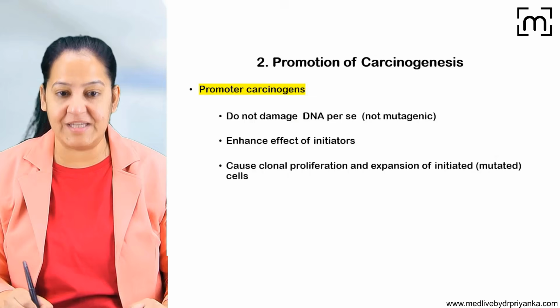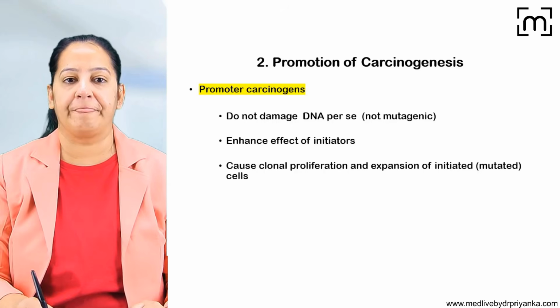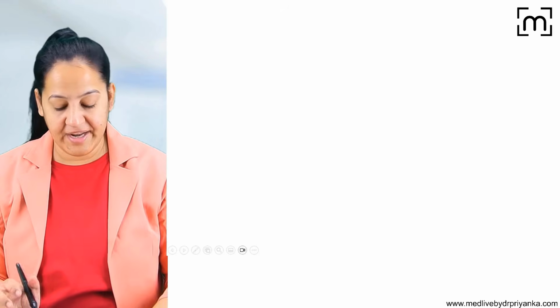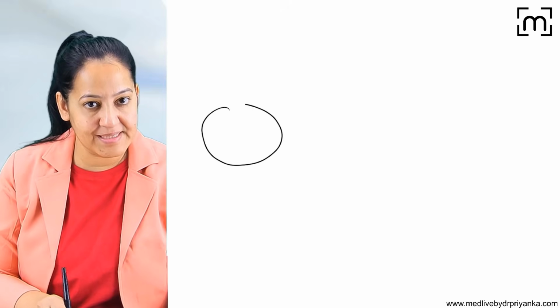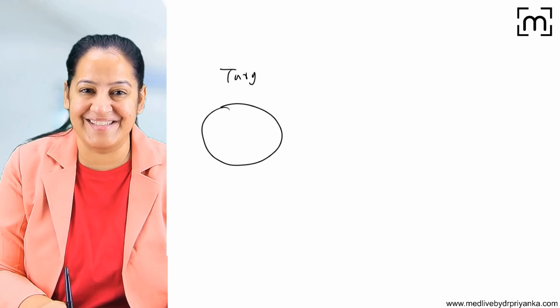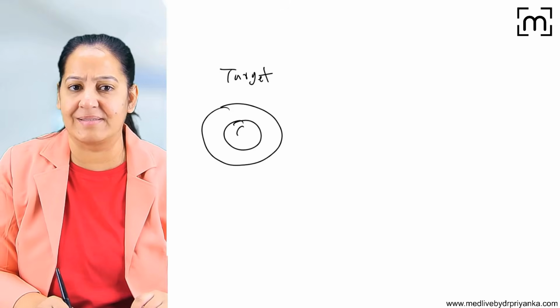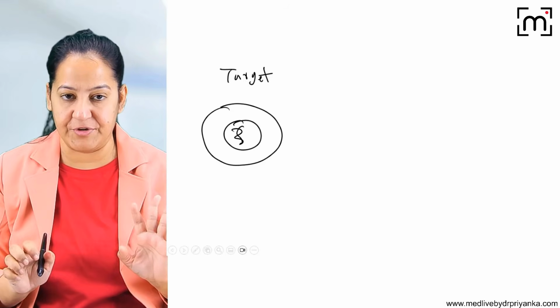After initiation, we have to see the promotion. The initiation is over. The second is the promotion. In the initiation, we have four steps. Now, the initiated cell is already formed. You understand, this is a normal cell, the target cell. For example, TAR leads to lung cancer, so it is a lung cell. It is a normal lung cell. It doesn't have any mutation.